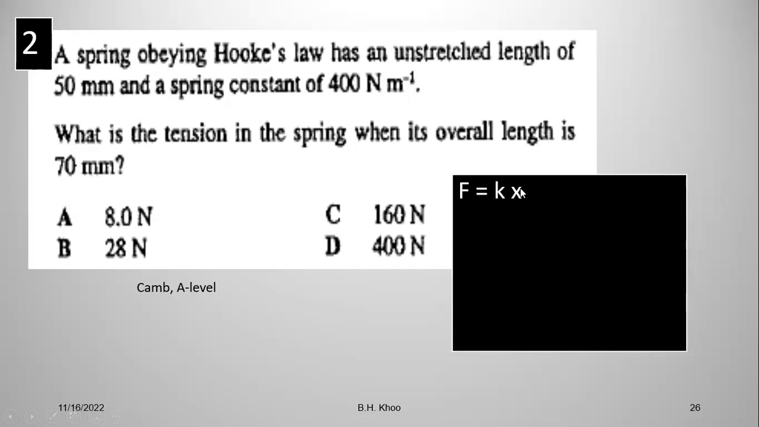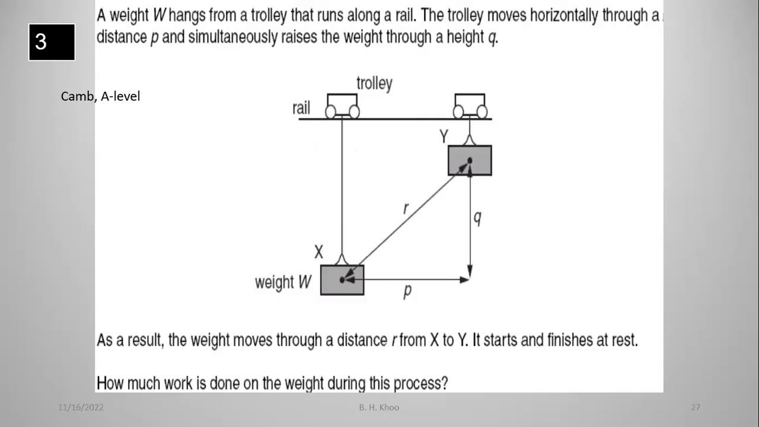Okay, that's the formula. Force is the spring constant times your extension. The spring constant is 400. Original length, then the overall length, so you subtract to get the extension. And millimeter, you have to convert to meter. So it's 8 Newton. The answer is A. Okay, have a go at this one. You may want to stop the video to try this one.